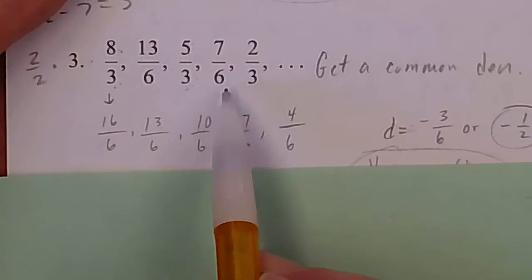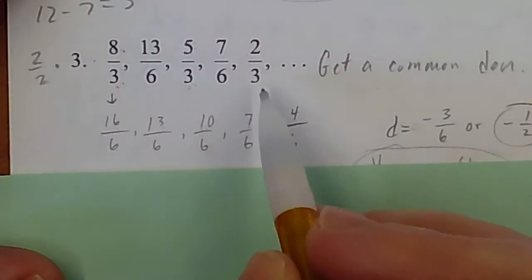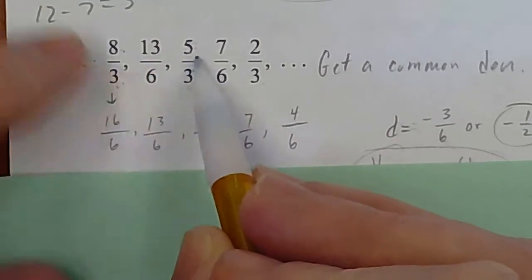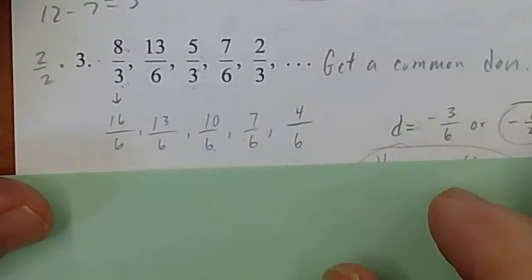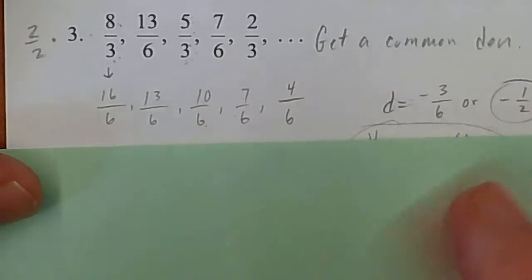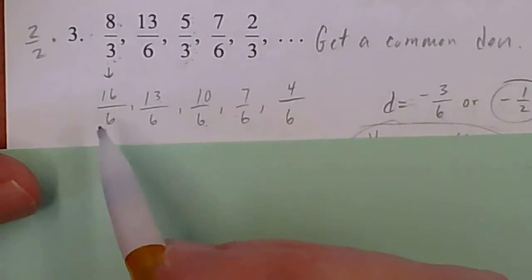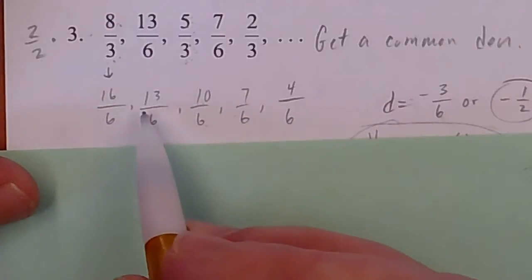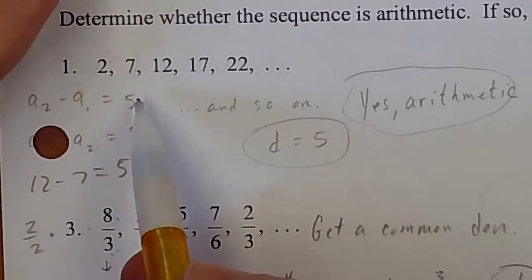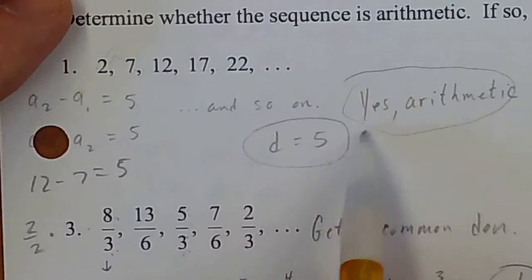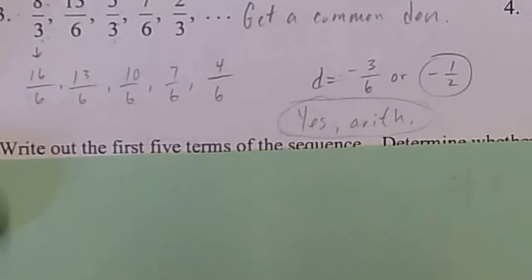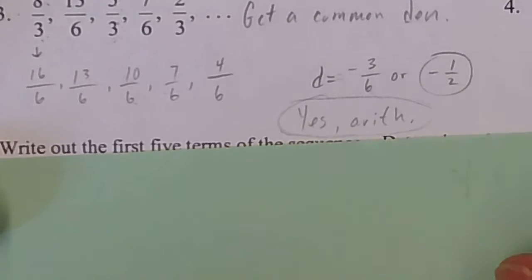All right, with these denominators not common, it's kind of tough to tell. So if I take 2/3 and make it 4/6, take 5/3, double the top and bottom, get 10/6, it's a lot easier to tell that there actually is a common difference. What's being added? Negative 3/6, or negative 1/2. Don't forget the sign, because if it was positive, then this would be going up. This was a positive common difference up here because it was increasing. If it's decreasing in value, we need to make sure we have the negative. So yes, arithmetic, D equals negative 1/2.